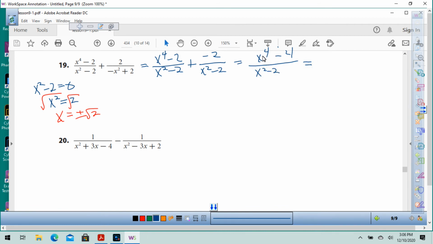Now I'm looking up here. That's a perfect square. So I've got x squared minus 2 and then x squared plus 2. And then down here I got x squared minus 2. These two cancel out. And my final answer is x squared plus 2, and x cannot equal, and I'm going to go ahead and write it like this, plus or minus the square root of 2. That was cool.